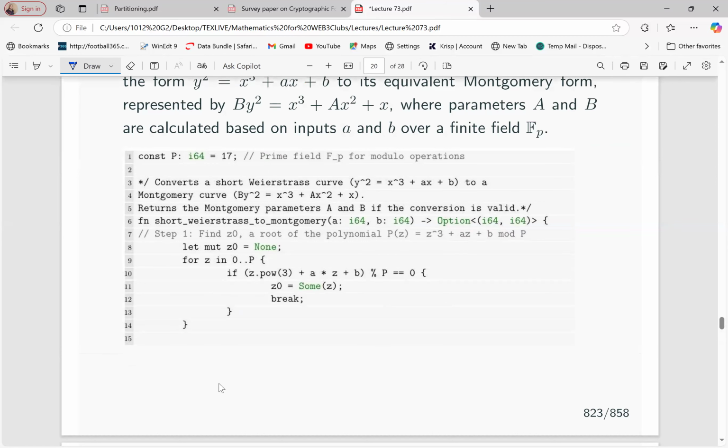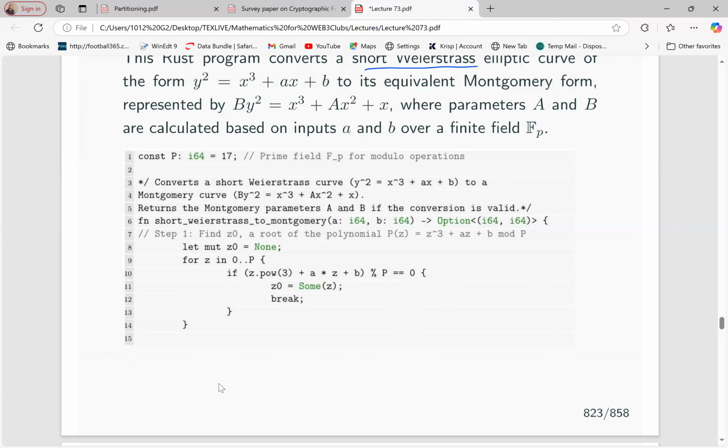And you look at this other condition. You see, it's checking for the conditions. I've said I want to convert the short Weierstrass to Montgomery, but before that, it has to check the conditions. So this is the right-hand side of the equation, and I want to check whether it has a root. That is what I'm doing here, checking whether it has a root.